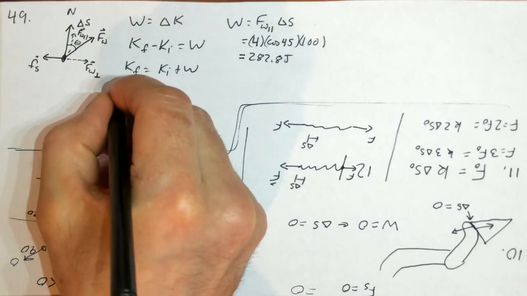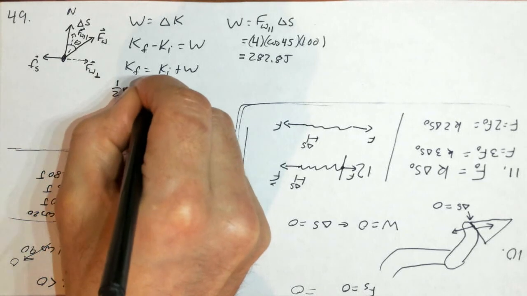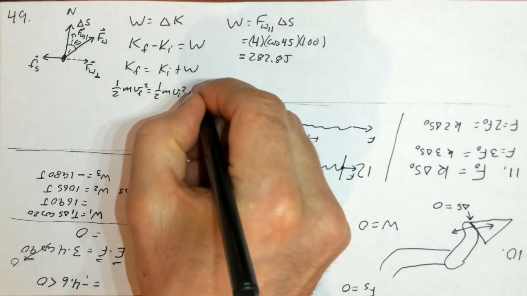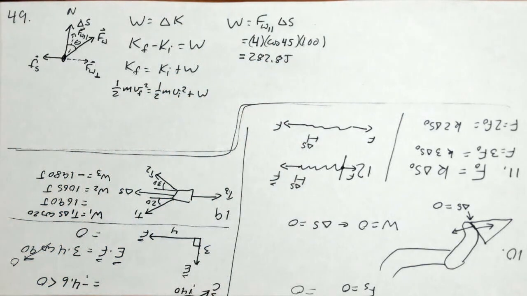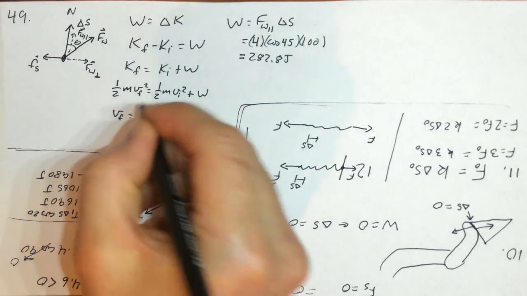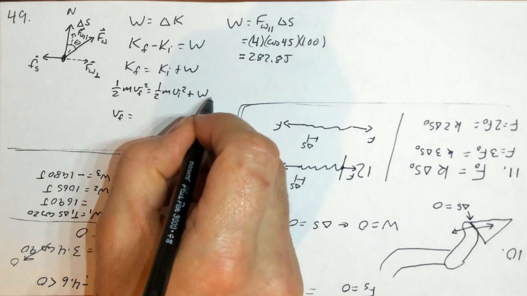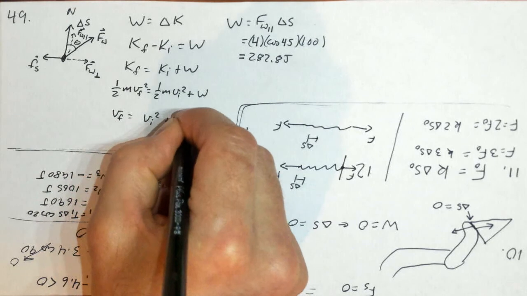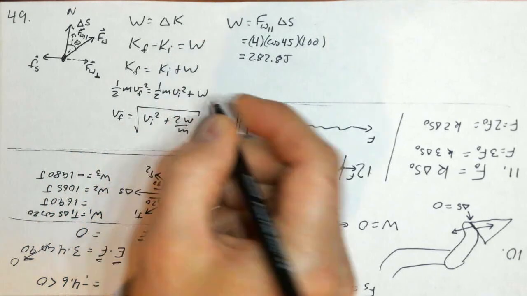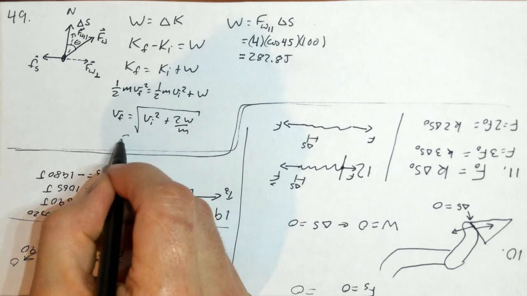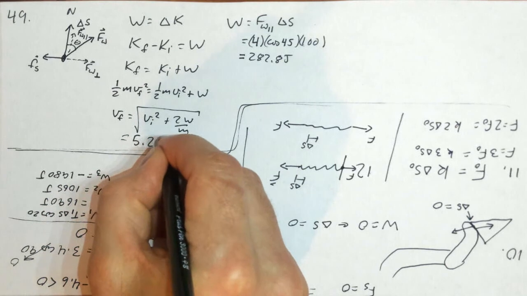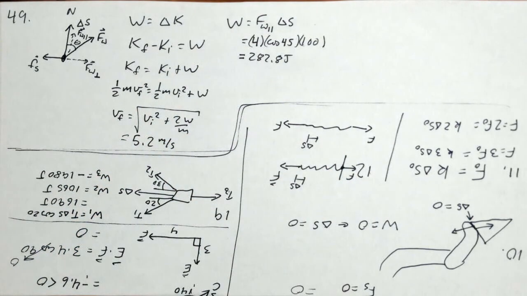Now we can plug it in, rewriting this for velocity, because we're asked for velocity. We get 1/2 m v final squared equals 1/2 m v initial squared plus this work done, which we now have a number for. Solving for v final, we multiply everything by 2, divide everything by m, and then take the square root. So v final equals the square root of v initial squared plus 2 work over m. If you plug in your numbers, you should get 5.2 meters per second, which is a little bit faster than the 4 meters per second the ice skater was already going, which seems reasonable.